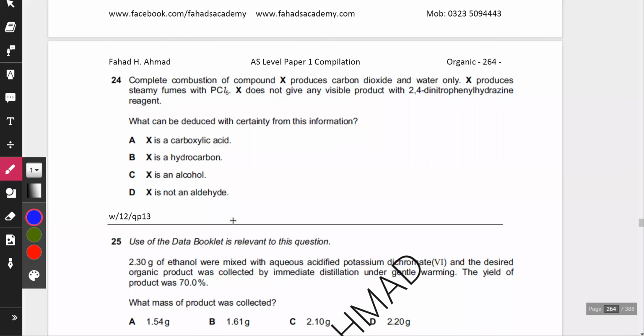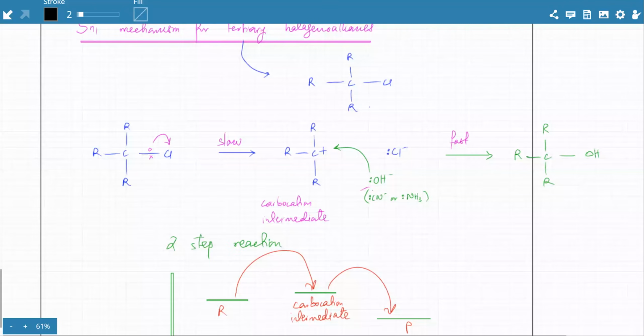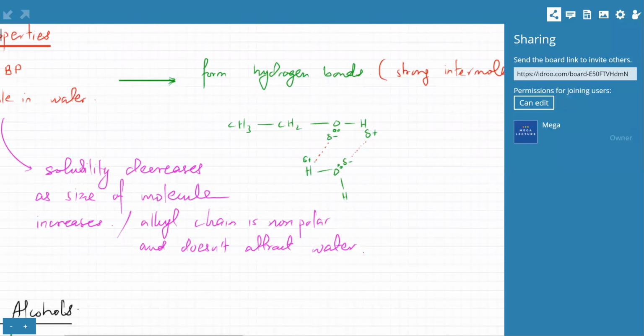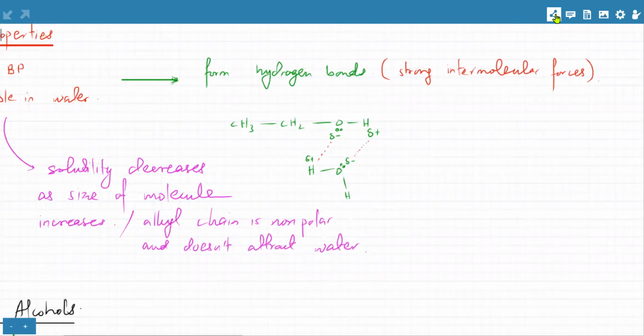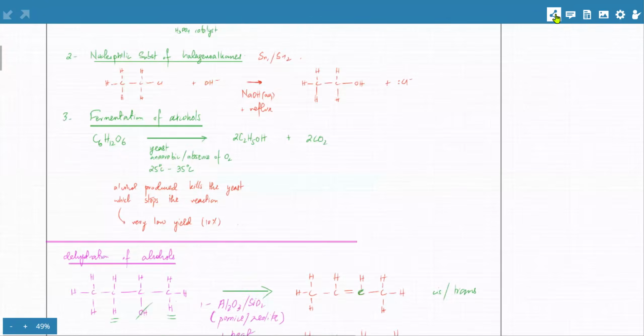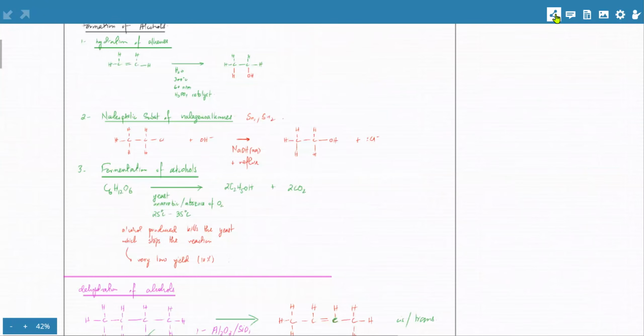Let's now do this one. Complete combustion of compound X produces carbon dioxide and water, and only X produces steamy fumes with PCl5. So it is reacting with PCl5. And what reacts with PCl5? Alcohols react with PCl5. Where are alcohols? I mean, alcohols was somewhere, not this one. Just one second. So alcohols, they react with PCl5 to form halogenoalkanes. This is formation.